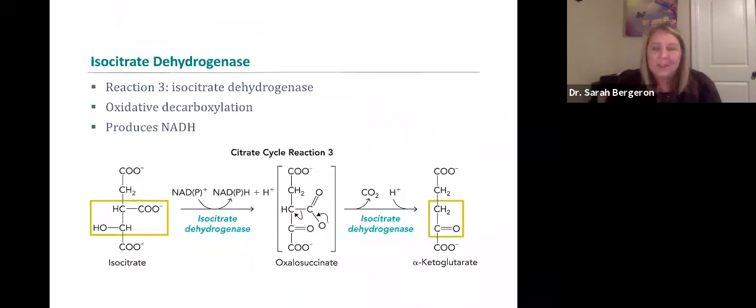Okay. So the next one, isocitrate dehydrogenase. This one is, again, very favorable, very likely irreversible, right? Irreversible.